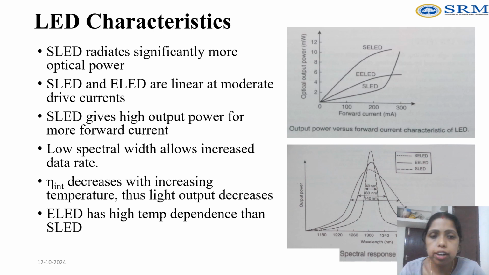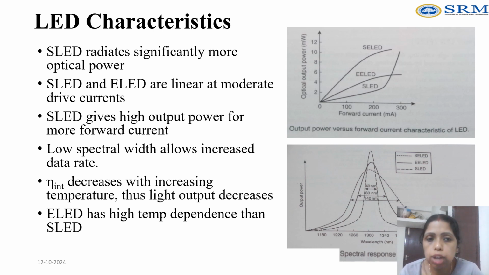Last class I started with the light source materials. There are two kinds of light source materials: one is the light emitting diode and the other is the laser diode. In the next lecture I will start with the laser diode. Today I will discuss some points of the light emitting diode and some numericals associated with it.